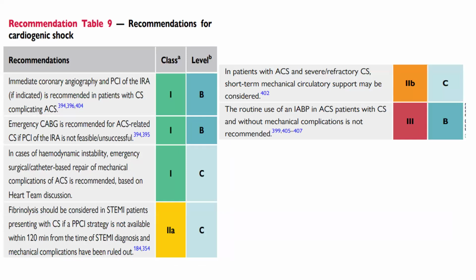With respect to cardiogenic shock, immediate coronary angiography and PCI of the infarct-related artery is recommended. Emergency CABG is recommended if PCI is not feasible or is unsuccessful. And this can only be done in centers that have been doing CABG in the acute setting, because of the high risk of mortality, the perioperative risk. In cases of hemodynamic instability, emergency surgical or catheter-based repair of mechanical complications of ACS is recommended based on heart team discussion.